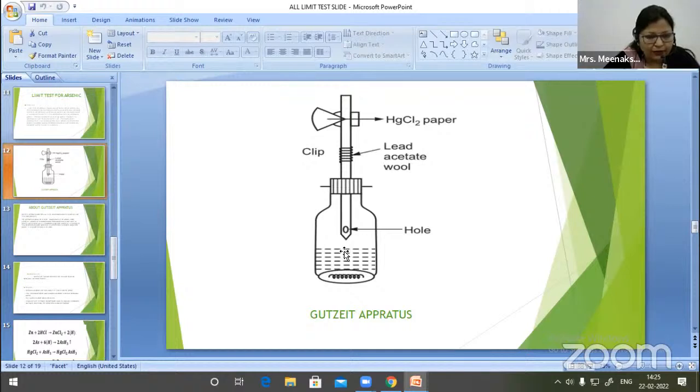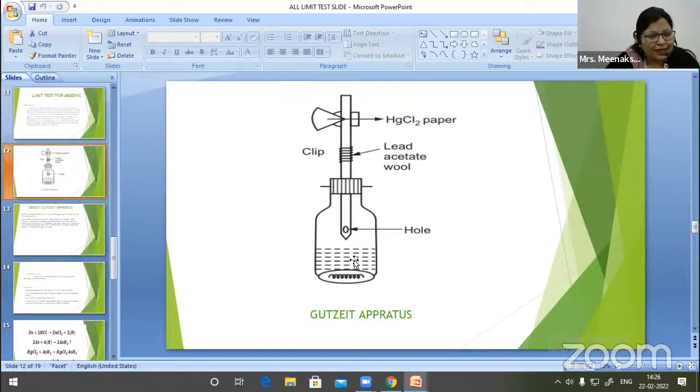In the solution we take zinc, HCl, and the solution in which arsenic impurities are present. The arsenic impurity, with the zinc and the HCl, forms arsine gas, and that arsine gas now moves upwards and reacts with the mercury chloride paper. When it reacts with the mercury chloride paper, it gives us a yellow stain.